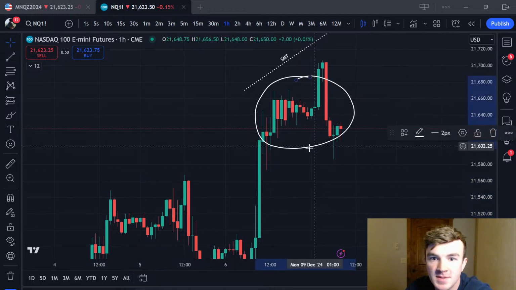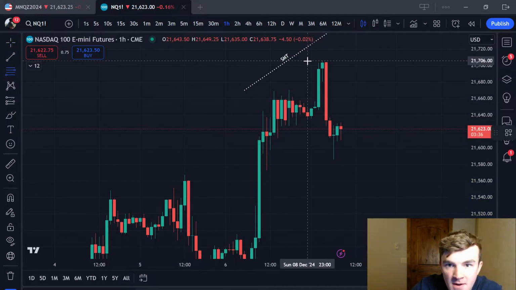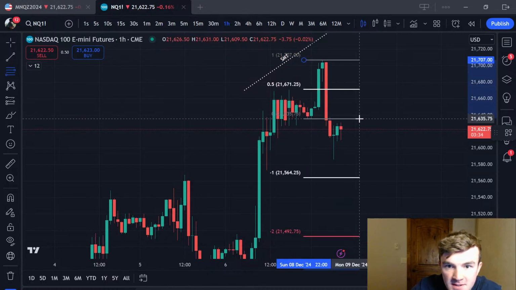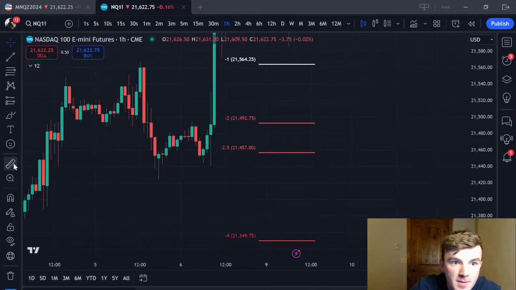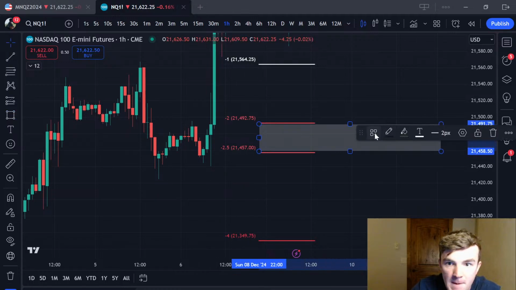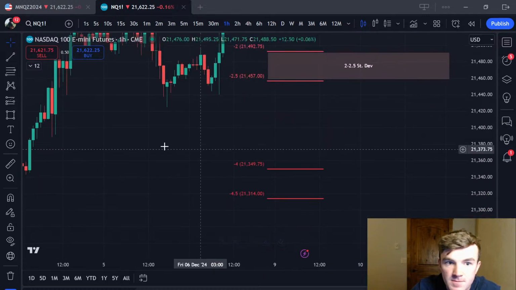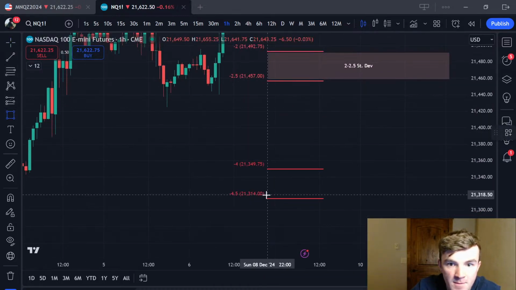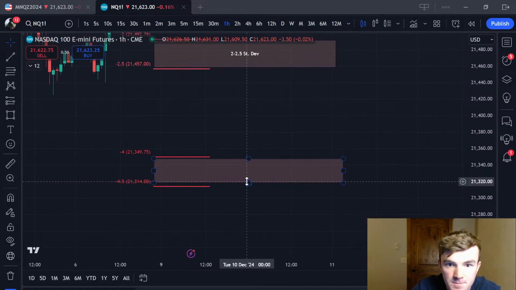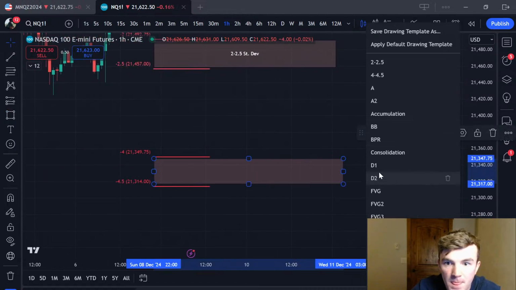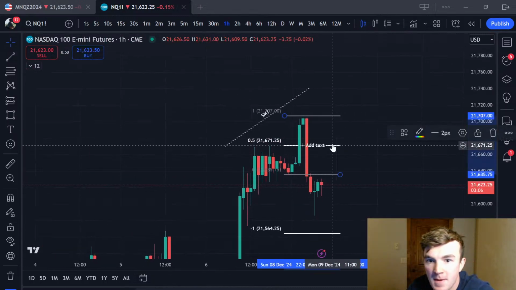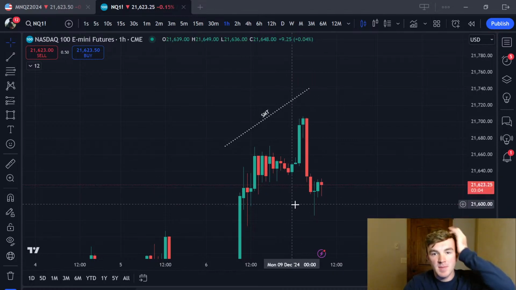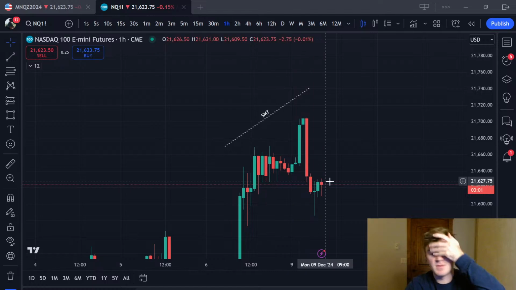But we do got SMT here, extending out our manipulation leg. This is good accumulation manipulation. We're gonna mark out our 2 to 2.5 and our 4 to 4.5, just to have them marked. So we got that 1 hour inverse fair value gap. I'm interested to see, maybe we'll come and retest the CISD here.